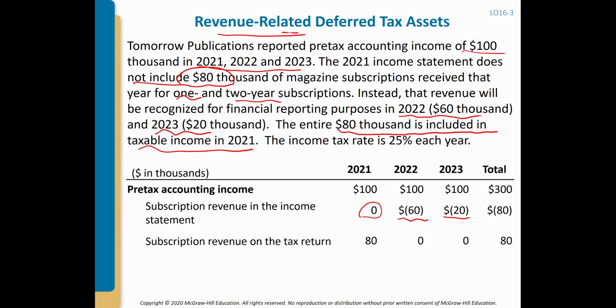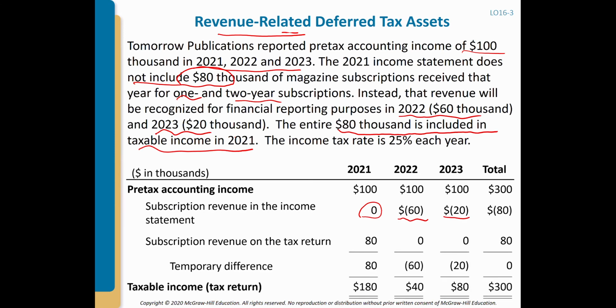Because you receive cash payments already. Remember, tax law most likely is the cash basis. So that's why, what is taxable income? You should not only pay on 100, you also pay on 80. So total taxable income is 180 in the year 2021. Okay, that makes sense.